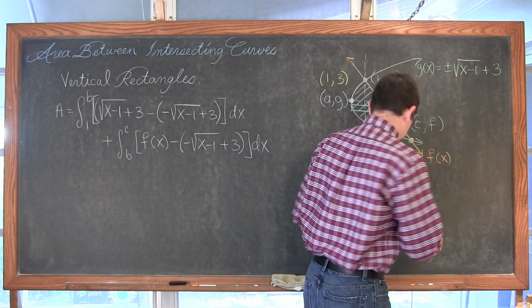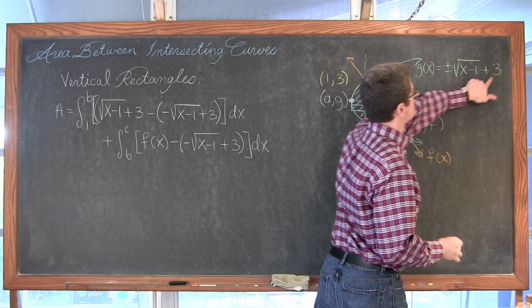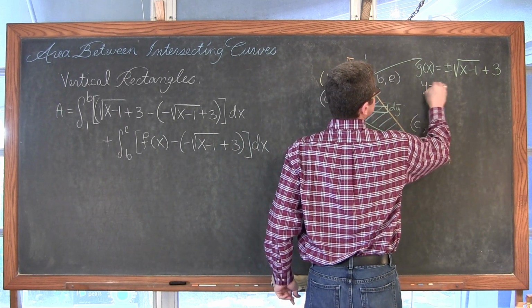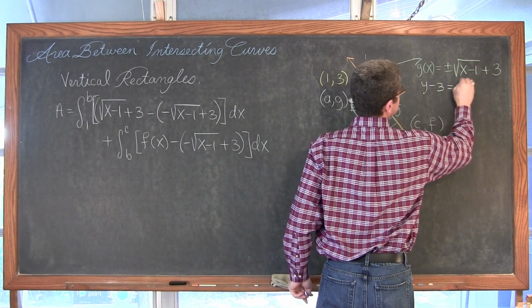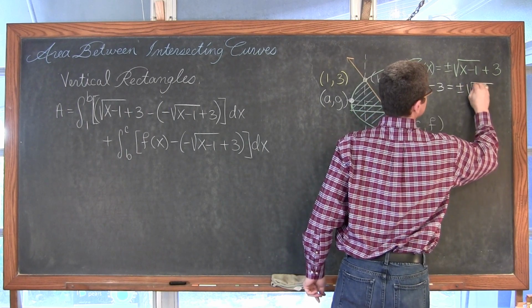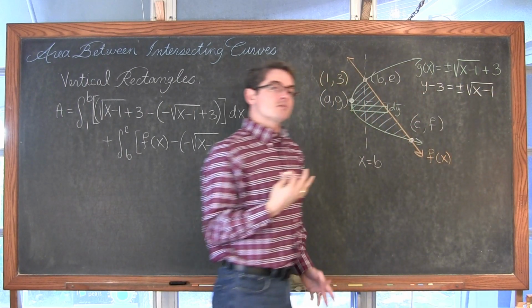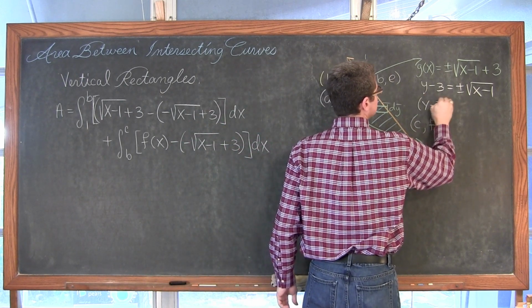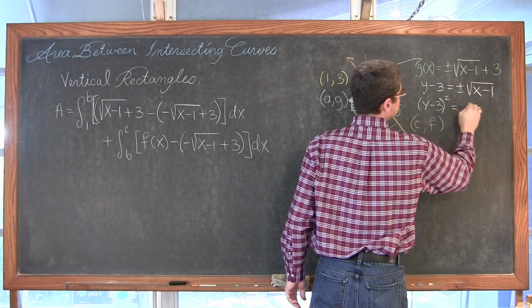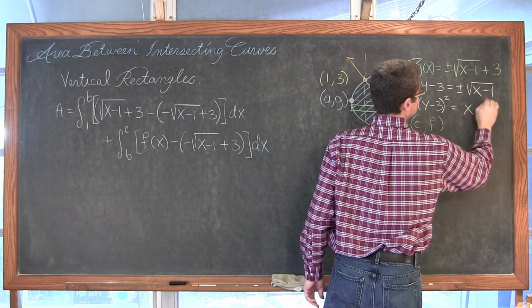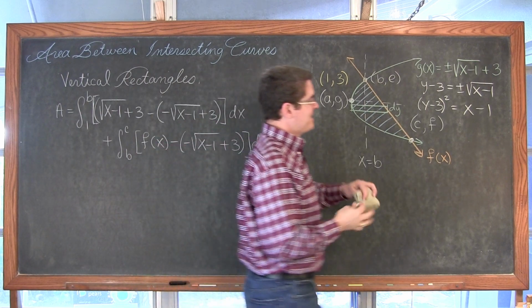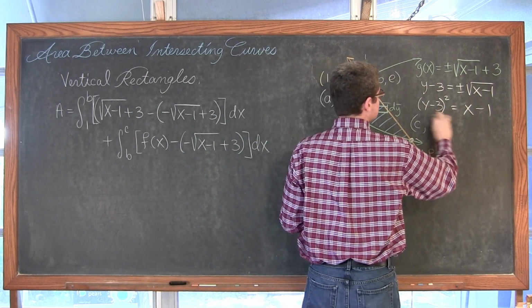So that would mean for this one, I would subtract 3 from both sides. Then I would square both sides of the equation. And I would start to run out of room. I would then add 1 to both sides.